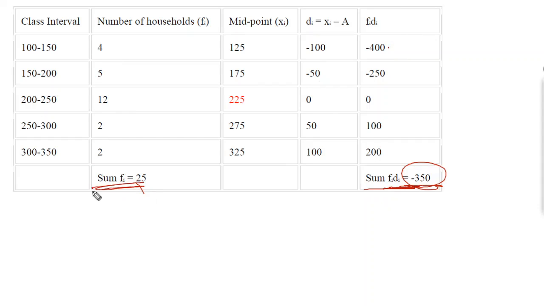Similarly, you have to find the sum of fi. 4 plus 5 plus 12 plus 2 plus 2 equals 25. Now we will move to the calculation stage.